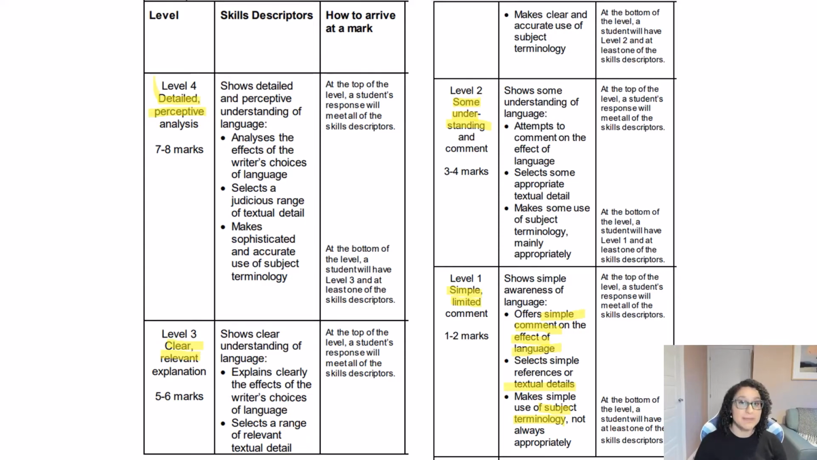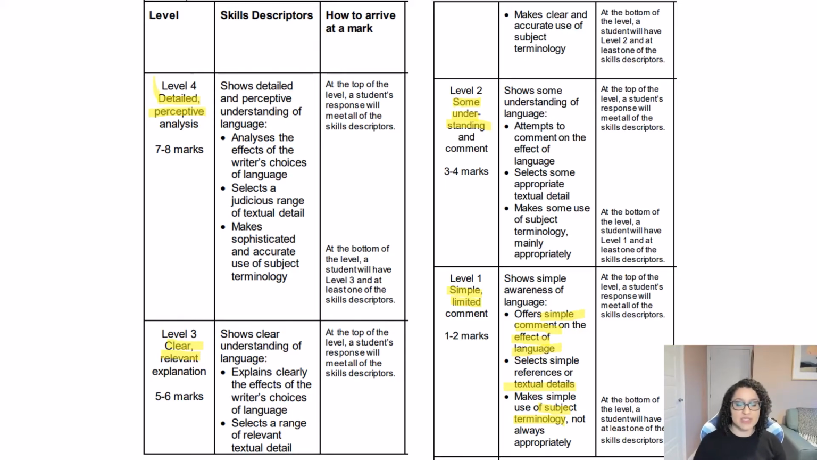So if you're attempting to comment on the text, if you're attempting to show that you understand it, but you're perhaps not managing to quite so successfully, then you're going to be in the level 2 with some understanding. To get into the level 3, you have to show a clear understanding. Now, one thing that's important to note here, and something that I learned while I was an examiner for this paper, is that you only have to demonstrate the level once in order to get into the bottom of that level.